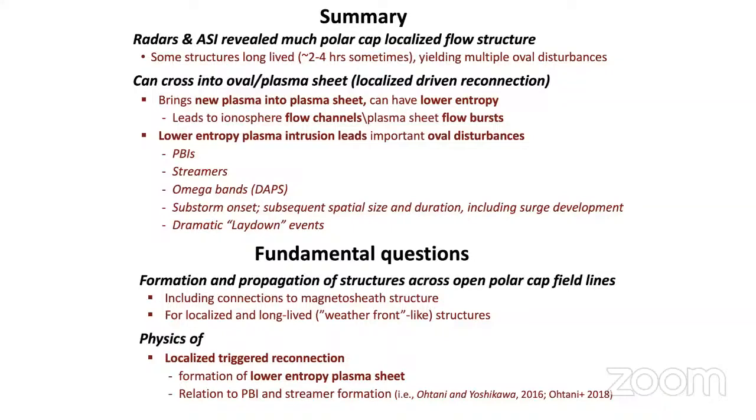Is that some sort of disturbance further down the tail that's moving earthward? And then also a follow-up question was, in those laydown events, are there any auroral beads associated with that activation of the onset arc? Thanks.